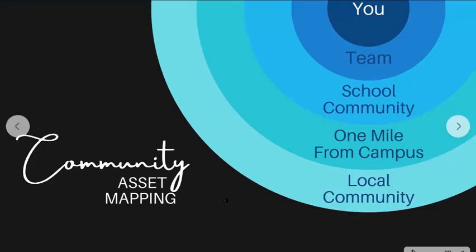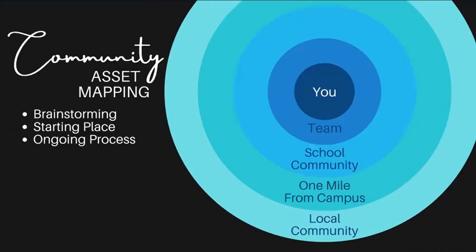Okay, we're going to transition a little bit from you thinking about yourself, your identity, how you're an asset, and we're going to transition that into looking at assets that you all have in your team, number one. Then we're going to look at our school community and reach out from there. What about walking distance from the campus? And then the local community. So we're going to move into the more broad community asset mapping at this point.